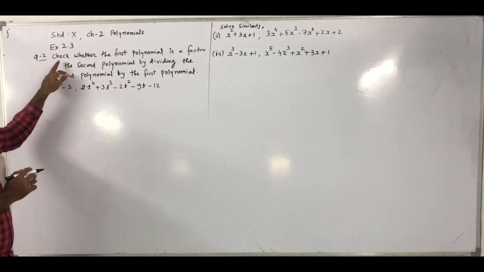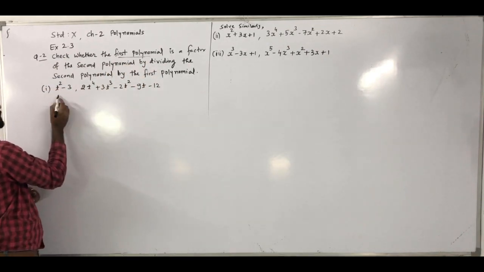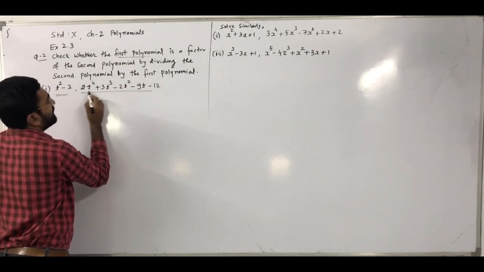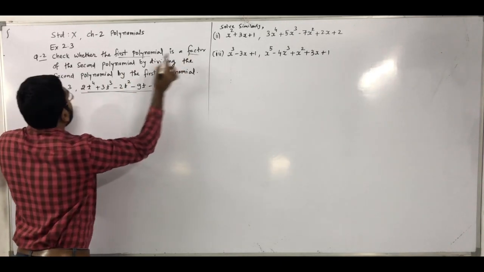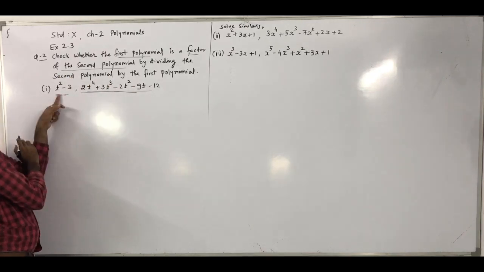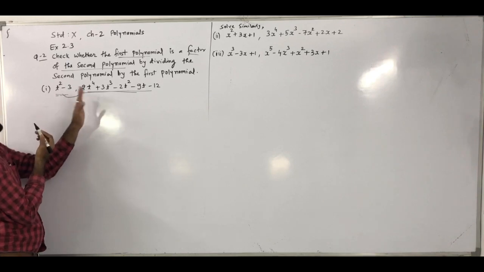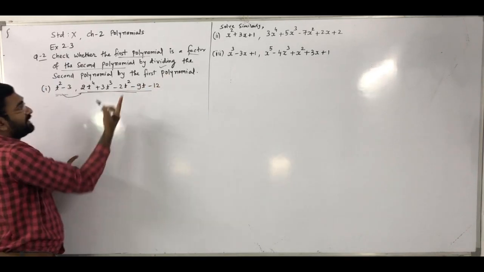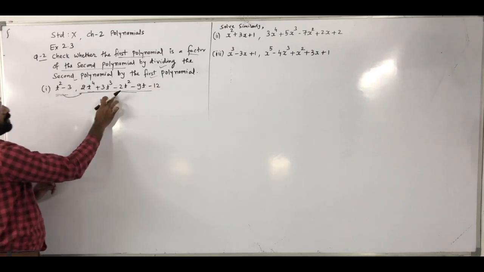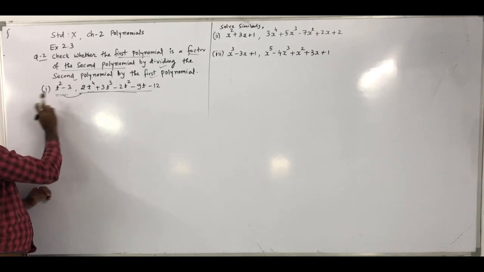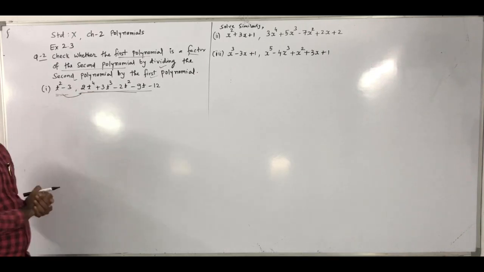Okay. So the question is: check whether the first polynomial, here two polynomials are given, this is the first one, this is the second. As per the question, is the first polynomial a factor of the second polynomial? We have to check that by dividing the second polynomial by the first polynomial, and check whether this polynomial is a factor of that one or not.